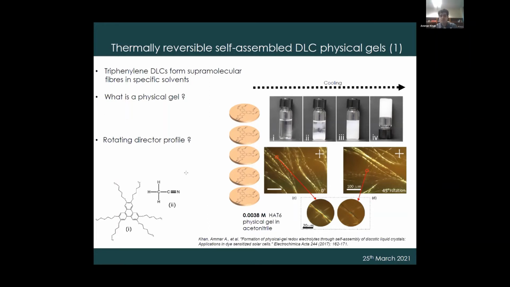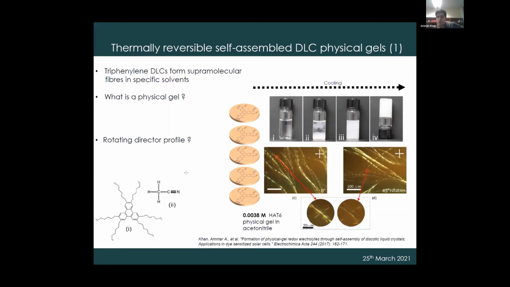And what they form is a physical gel, because these columns were never covalently bonded in the first place. So now you have these pi stacked columns interacting with the solvent and leading to the formation of a three-dimensional stable network in which the solvent is free to slosh around, and these fibers are basically holding it all together. So that's basically a physical gel.